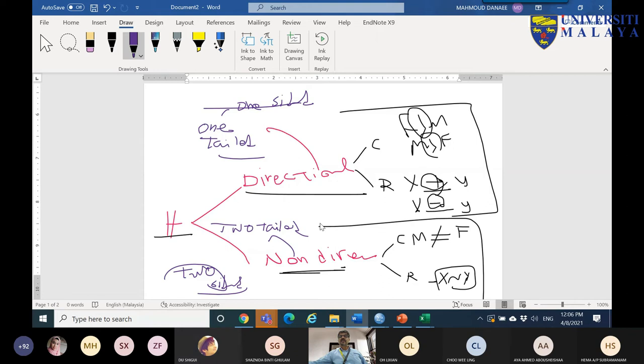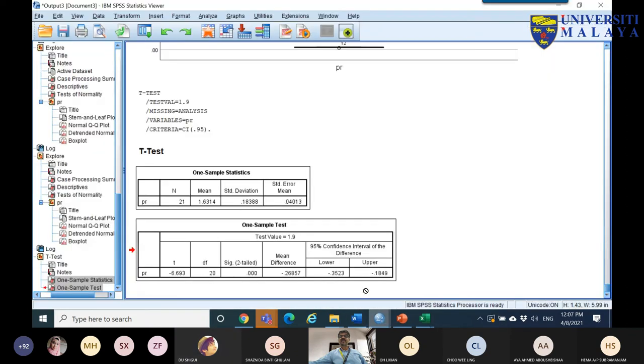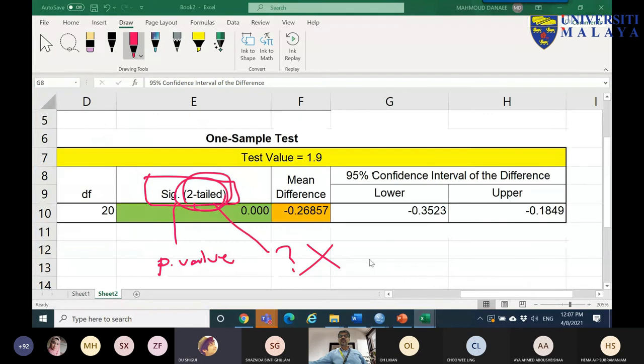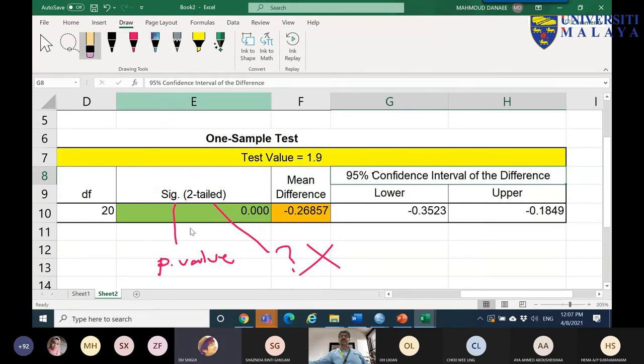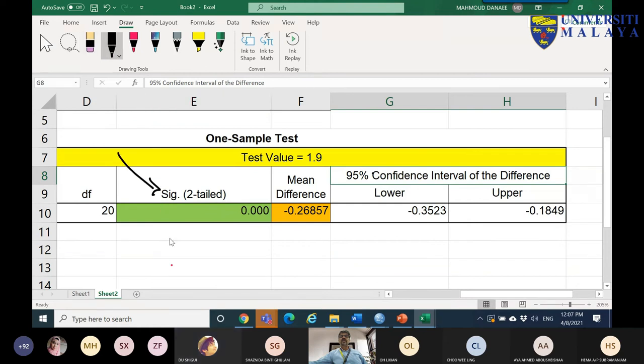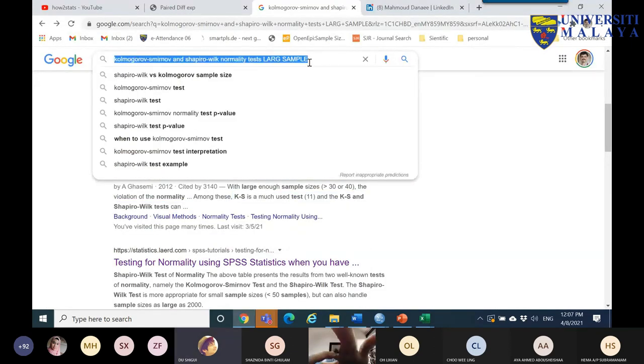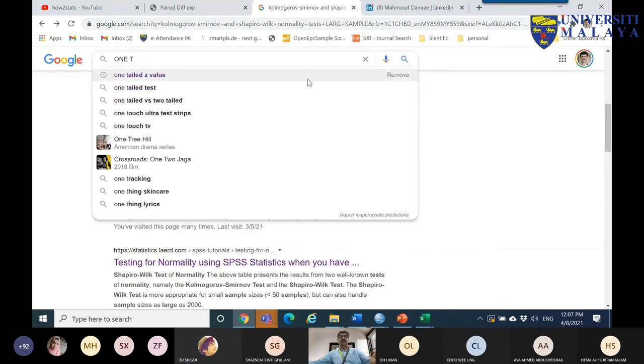But the point is that many statistical software only give you the two tails. Suppose that even in this study, my hypothesis was directional. But the problem is here. The SPSS only generates two tails, but I need only one tail. What shall I do? If you want to generate one tail, you just need to divide the two tails by two. Correct? So remember what I'm talking about, one tail.